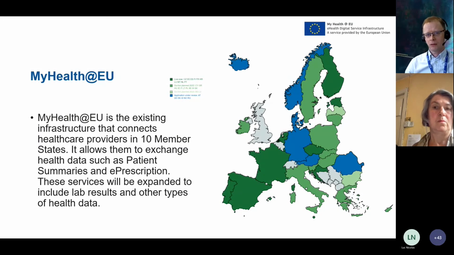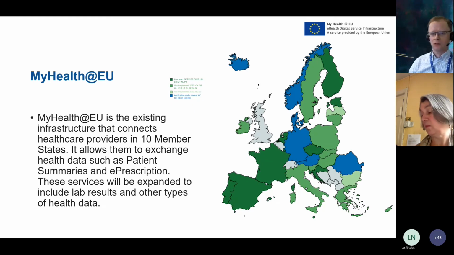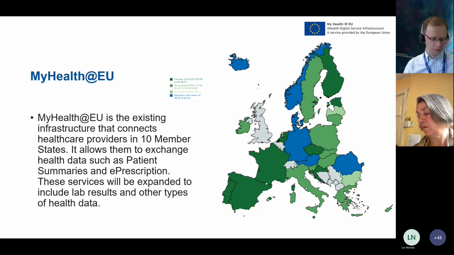We also call it eHealth digital service infrastructure, but it's easier for everybody to understand, let's say a more patient-friendly, citizen-friendly term, Myhealth EU. It's the infrastructure that connects currently 10 member states, which are in production. And it offers two services at the moment. It's patient summary and electronic prescription. And we're looking into expanding this infrastructure to cover further data types, further types of documents and health data.